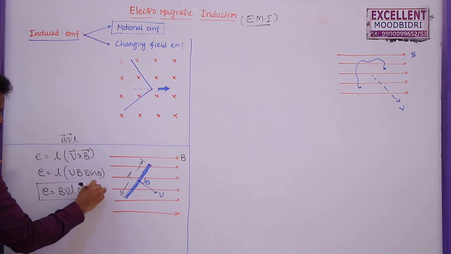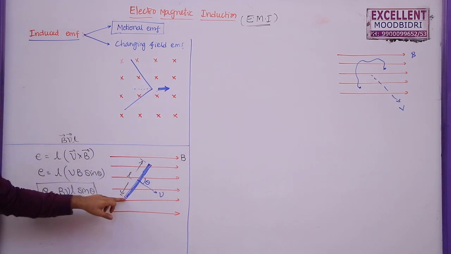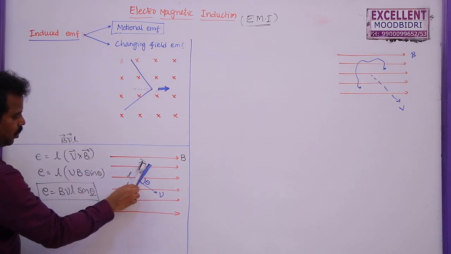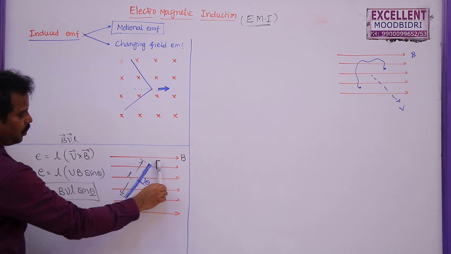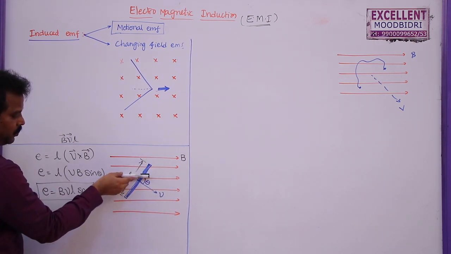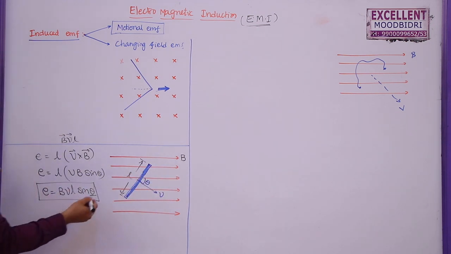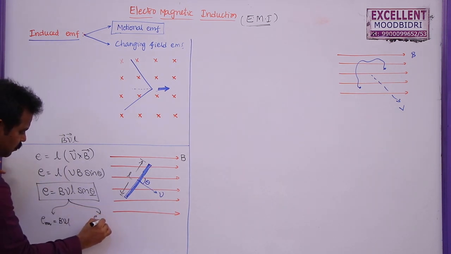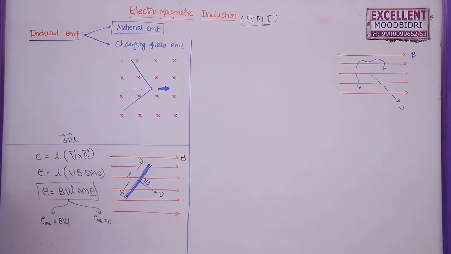From this, the EMF induced between the two ends will be maximum if theta is equal to 90, that is, if the rod is moving perpendicular to the field. If the rod is moving along the field, EMF will be 0 because theta will be 0. So here E max is equal to BVL and E minimum is equal to 0.